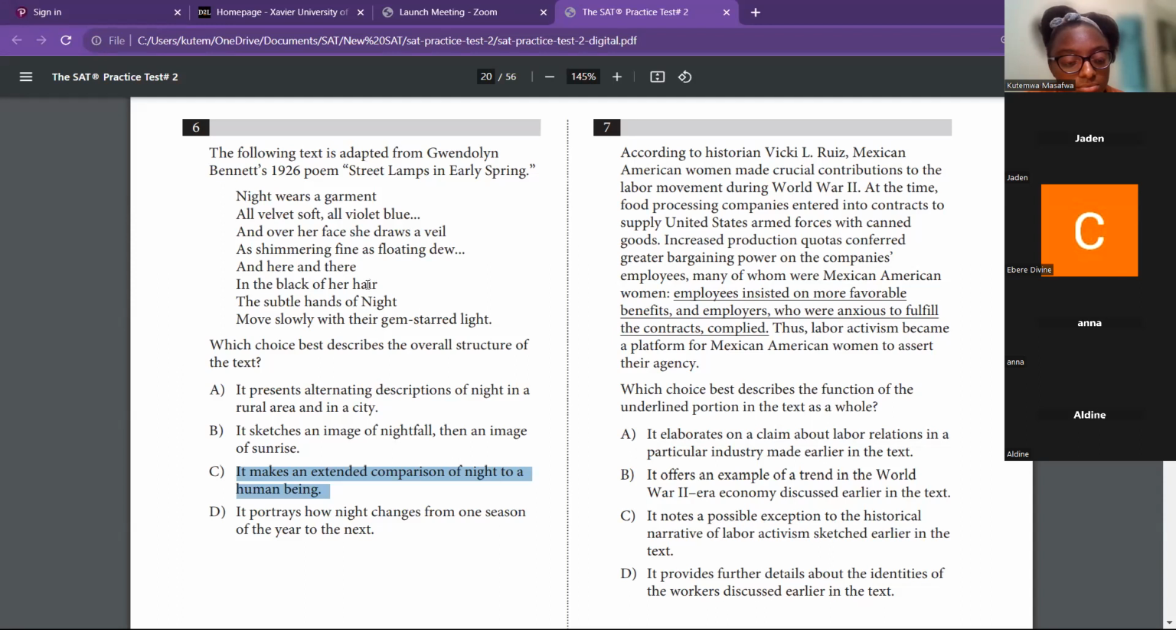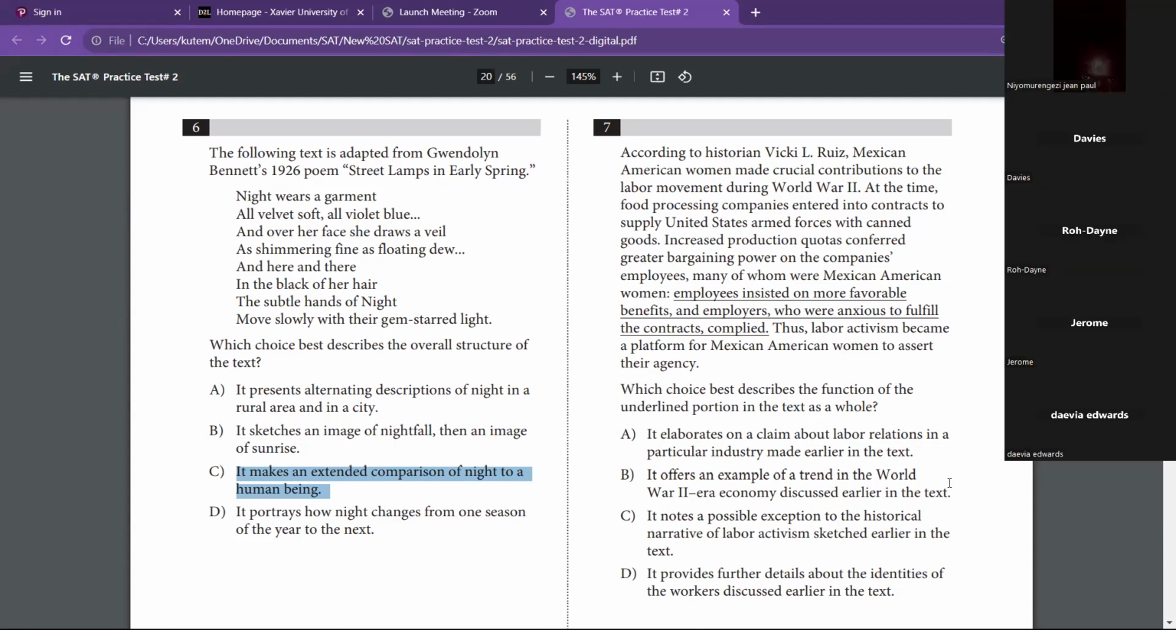The first part is true, then the second part is false. C still makes sense because I can see the description of night and that of a human, like the air and the subtle hands that I talked about for night. So I'm keeping C for now. Then when I went to D, it portrays how night changes from one season of the year to the next. The text doesn't say that, so I think that made me confident to pick C.